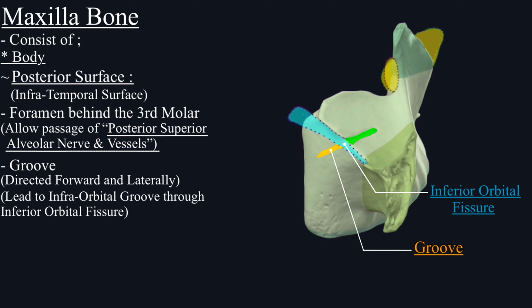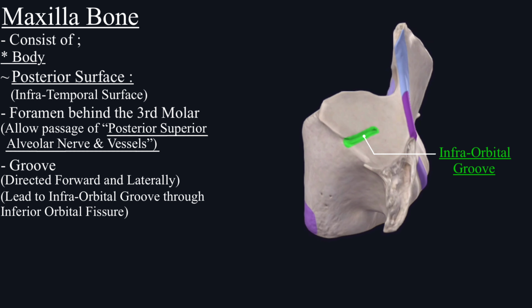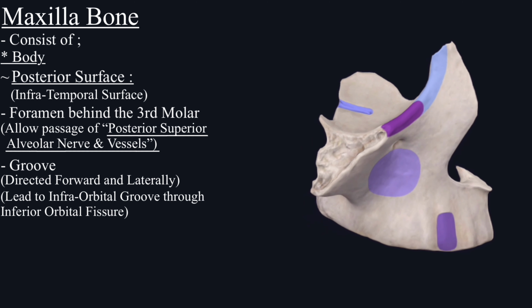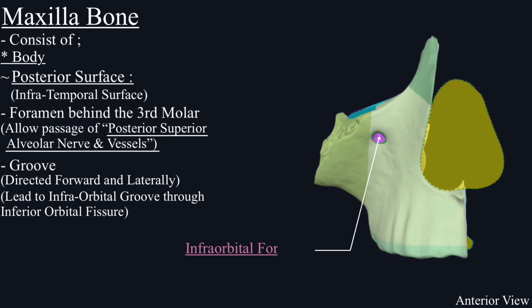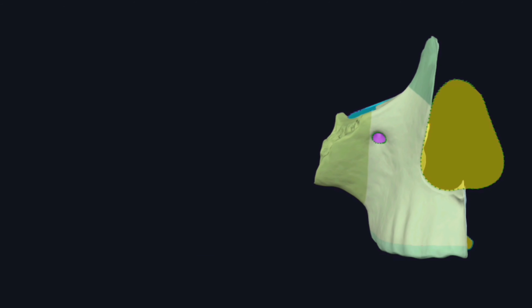And on the orbital surface, this is the infraorbital groove. The infraorbital groove ends at the infraorbital canal. This is the opening of the infraorbital canal. And the infraorbital canal ends on the anterior surface at the infraorbital foramen.